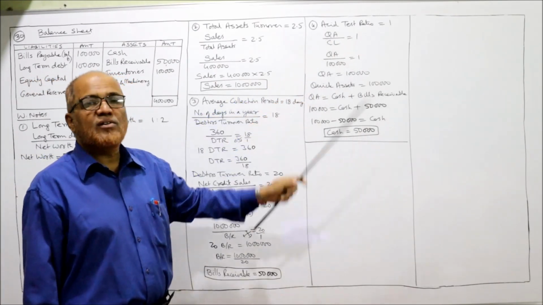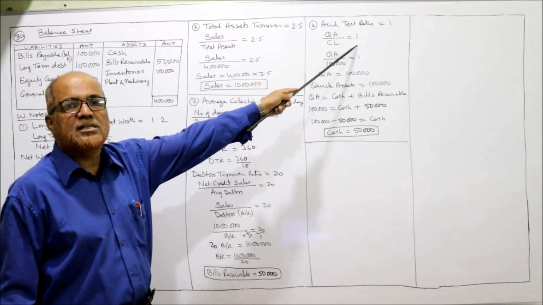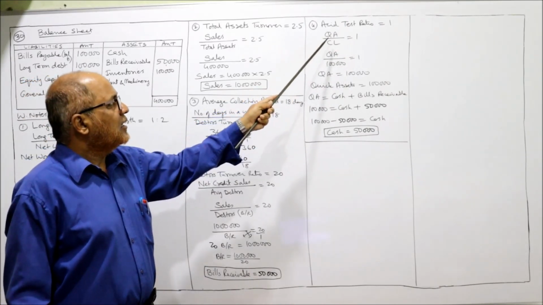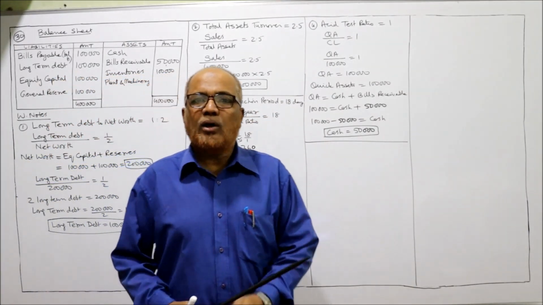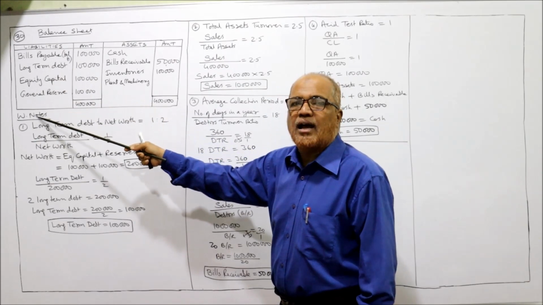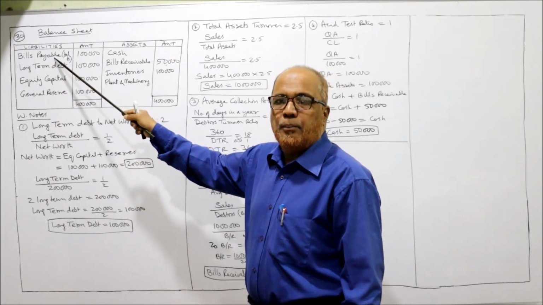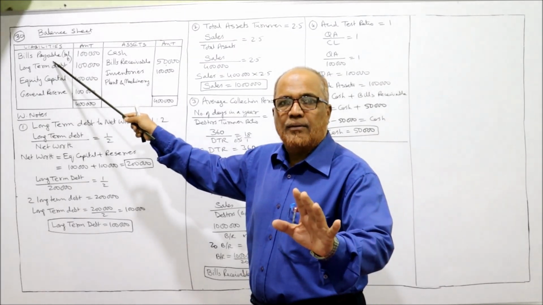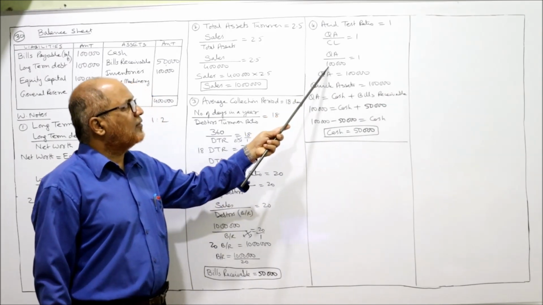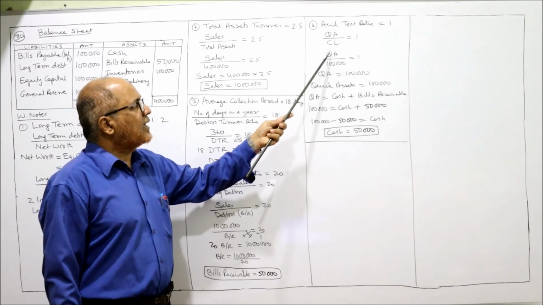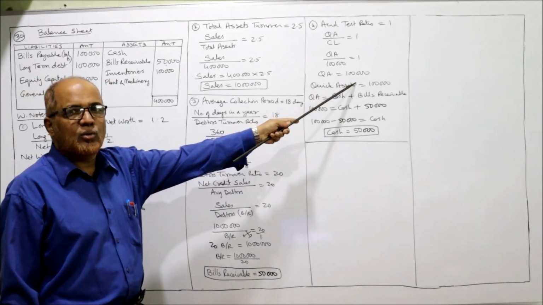So, what is the formula for quick ratio? Quick asset by current liability. QA by CL is equal to 1, where CL stands for current liability. On the liability side, you can see which are the current liabilities. Only one current liability is there, that is bills payable. How much is the current liability here? 1 lakh. So in place of CL, I am taking 1 lakh. Now cross multiply, quick asset is equal to 1 lakh.